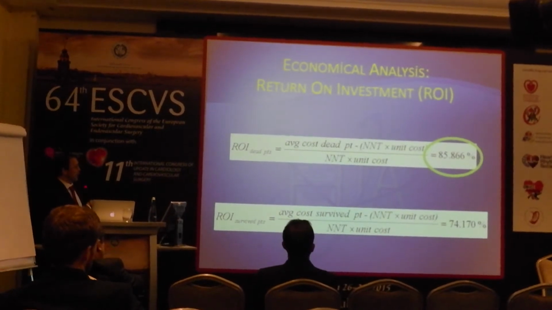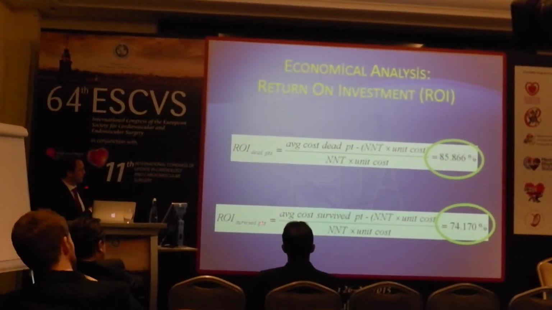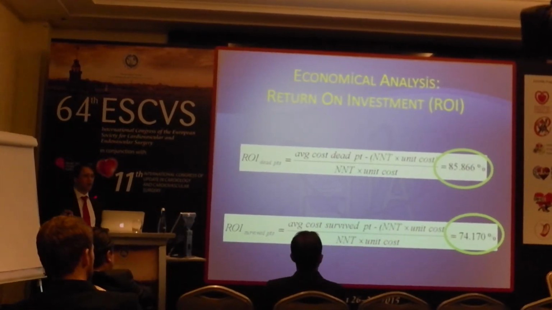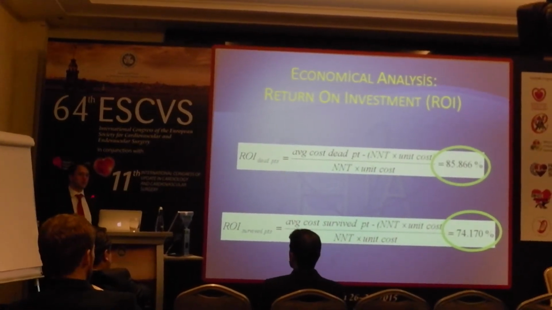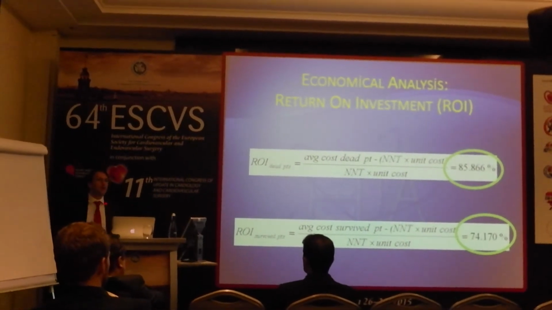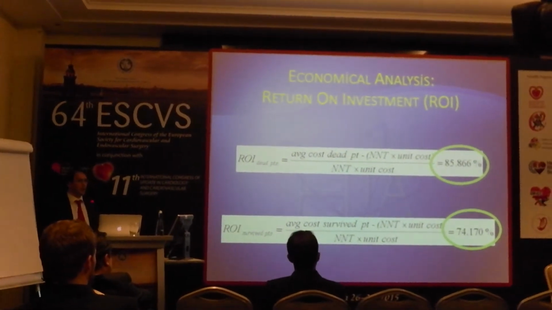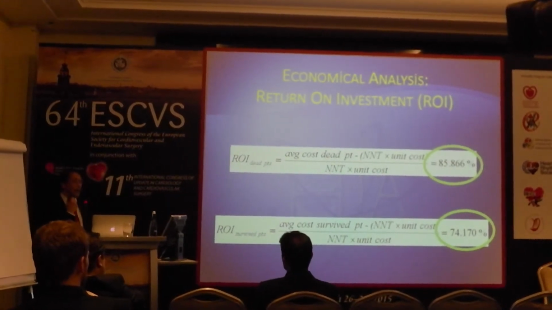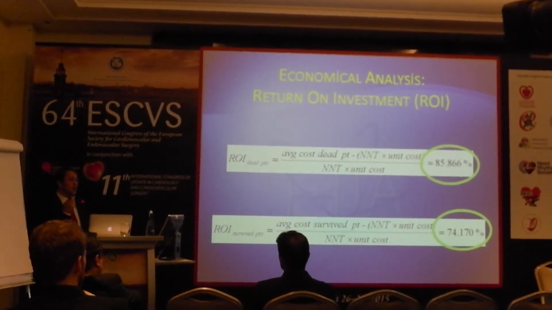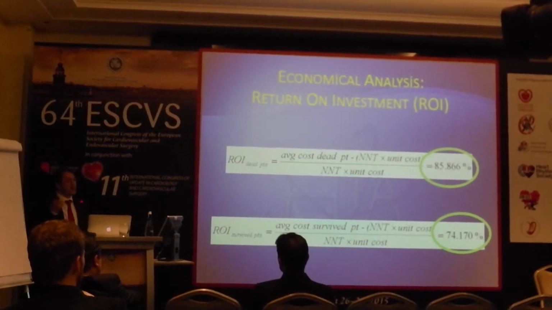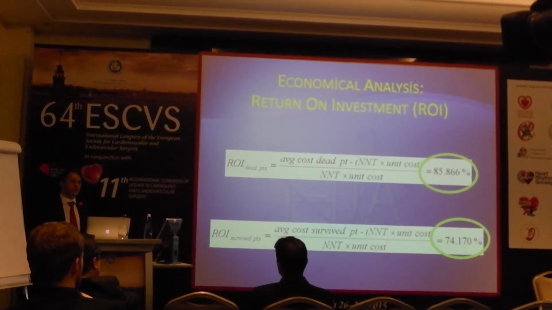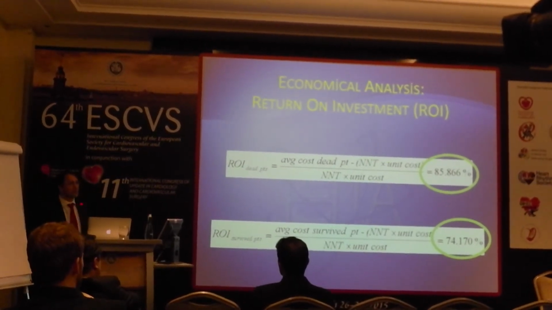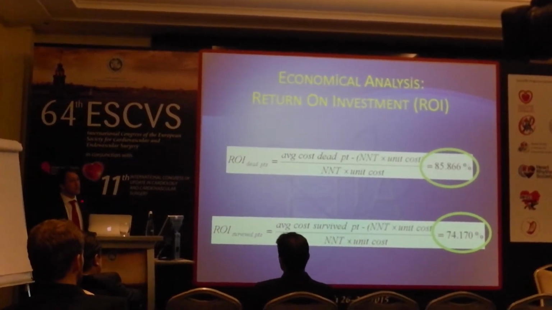85,000%. And for the survived patient, it was 74,000%. Okay, now, how much is normally a return on investment? Because probably not all of you are familiar with the return on investment. Return on investment is not usually very high, and usually the place where it is the highest is the stock exchange market, because there is high risk and high revenues. Okay, and usually a good investment with high risk is 7%.